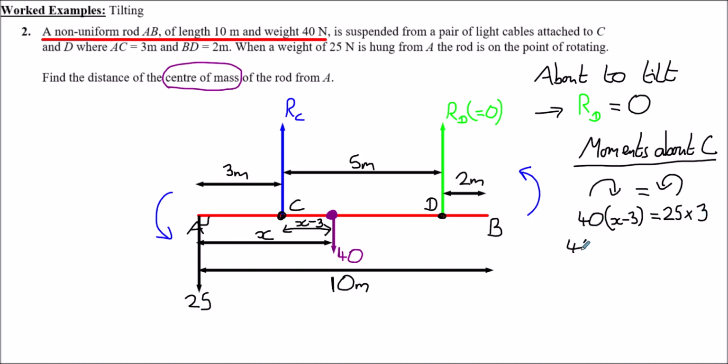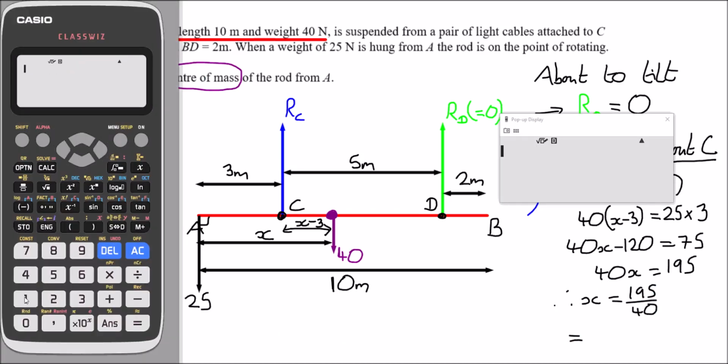We can now just expand the brackets and simplify and solve. 40 times x is 40x. 40 multiplied by negative 3 is negative 120. And 25 times 3 is 75. If we add 120 to both sides now, we get 195. Therefore, x, which is what we're wanting to find, the distance of the centre of mass from A, will be 195 divided by 40, which we can work out simply enough. So 195 divided by 40 is 4.88 meters to 3 sig figs.